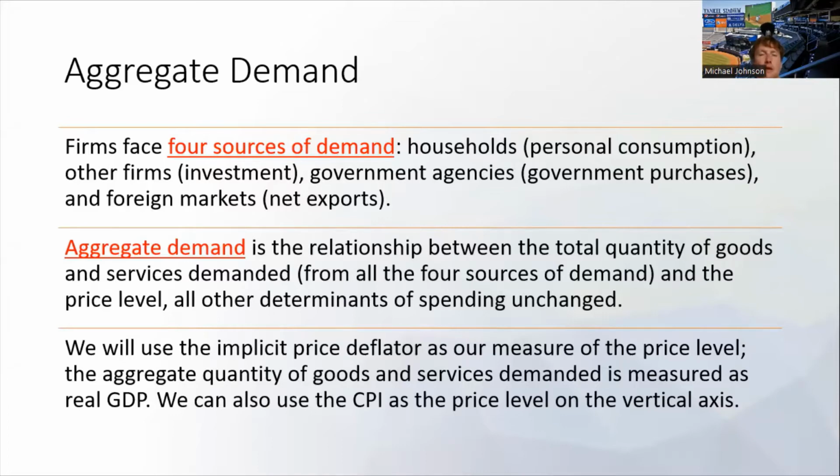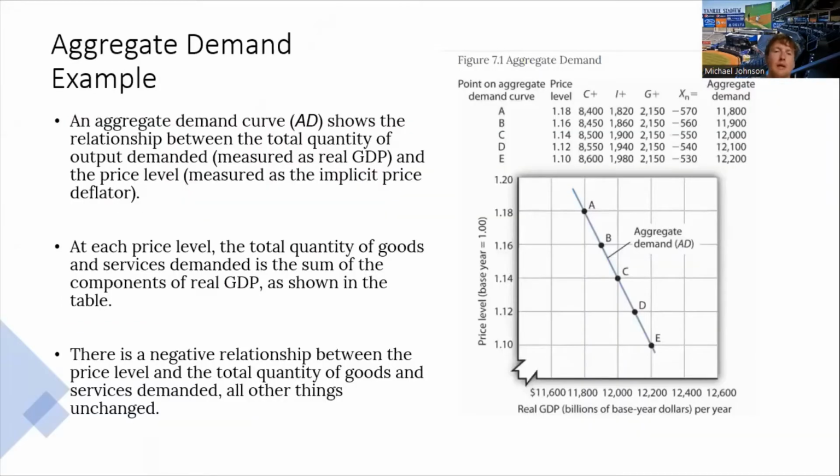four sources of demand and the price level, with all of the determinants of spending unchanged. We will use the implicit price deflator as our measure of the price level. The aggregate quantity of goods and services demanded is measured as real GDP. We can also use the CPI as the price level on the vertical axis. So in this case, the aggregate demand curve shows the relationship between real GDP and price. So what's the relationship between real GDP and price on the aggregate demand curve?